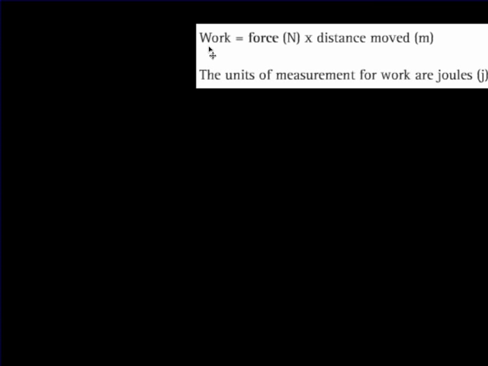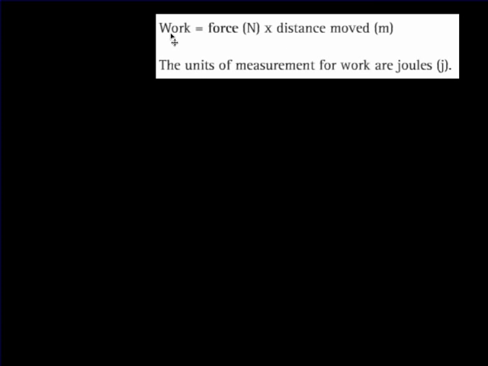So let's look at our work. This is all to do with when a force is applied to a body to move it a certain distance. Now the equation that we'll look at and that we need to know and need to learn is that work equals force, measured in newtons, times by a distance moved, measured in meters, and the units of measurement for work are joules. Now 1 joule equals 1 newton, and that's acting over a distance of 1 metre.